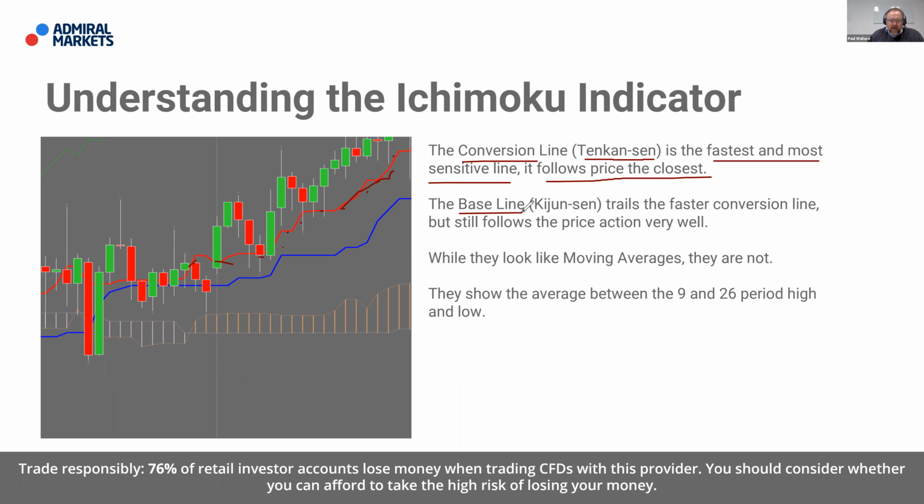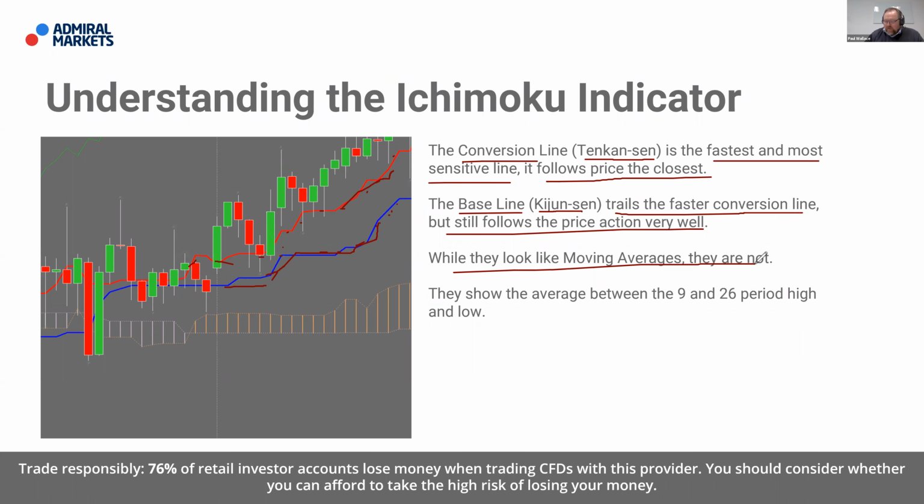The baseline, here we have it. The baseline on our charts is the blue line, which in Japanese would be Kijun-sen. Once again, I apologize if I pronounced that incorrectly. And that trails the faster conversion line, but as you can see, it still follows the price action pretty well. And whilst they look like moving averages, they are not moving averages.